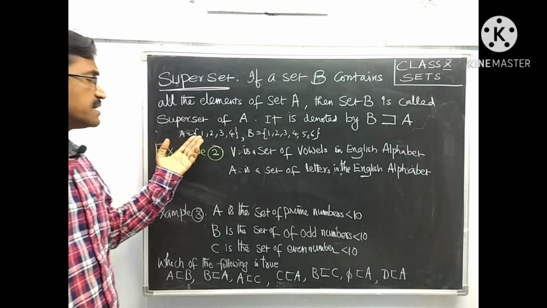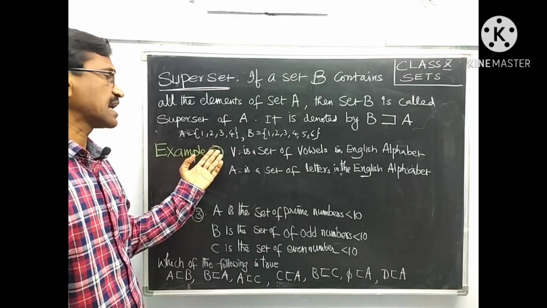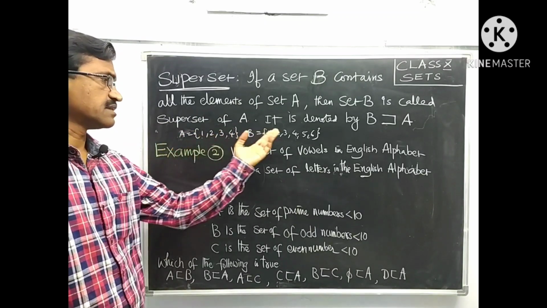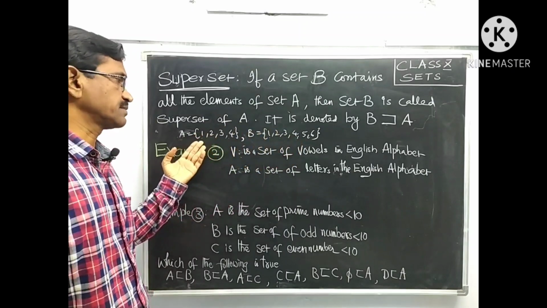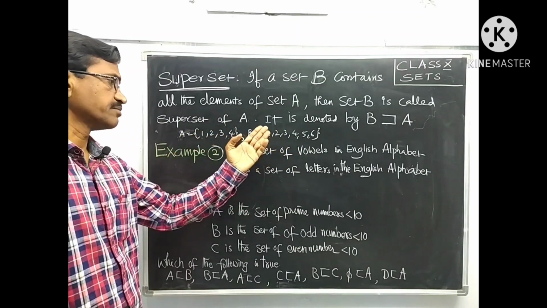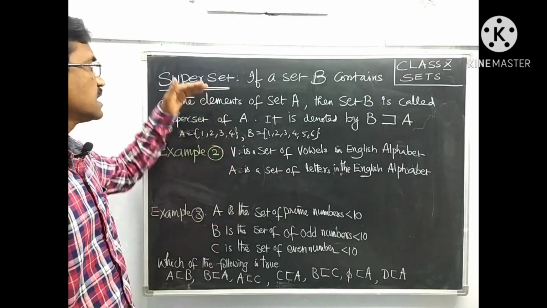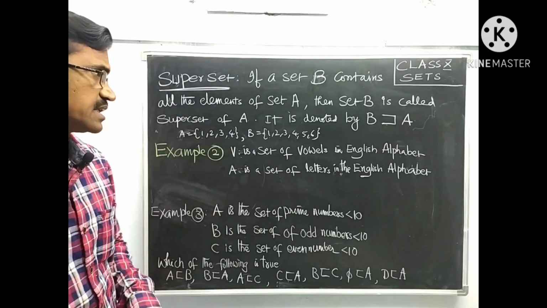But A need not always be the subset. Sometimes there may be more elements in A and fewer in B. Sometimes A is also a superset of B, and B may be a subset of A. This is the definition of superset.